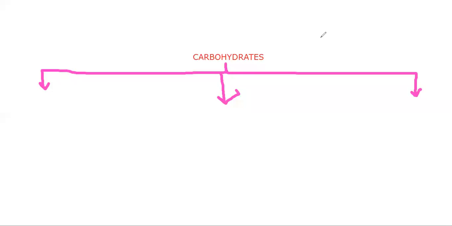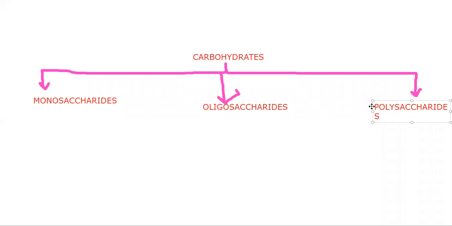So dear students, in our previous lecture, we discussed carbohydrates, and we classified the carbohydrates into three groups: monosaccharides, second is oligosaccharides, and the third is polysaccharides. And you know this, we divided this into three categories: mono, oligo, and polysaccharides. Now today we'll start with the monosaccharides.